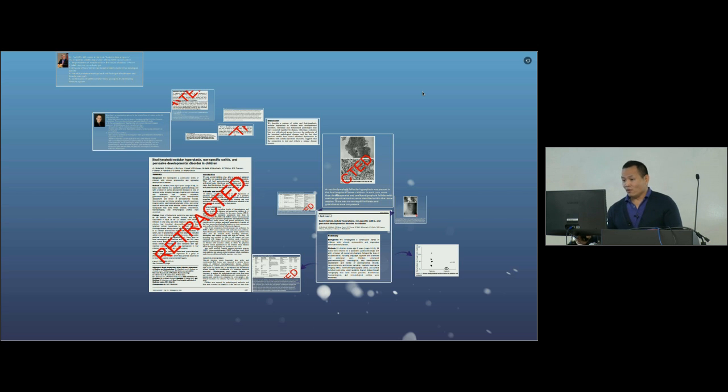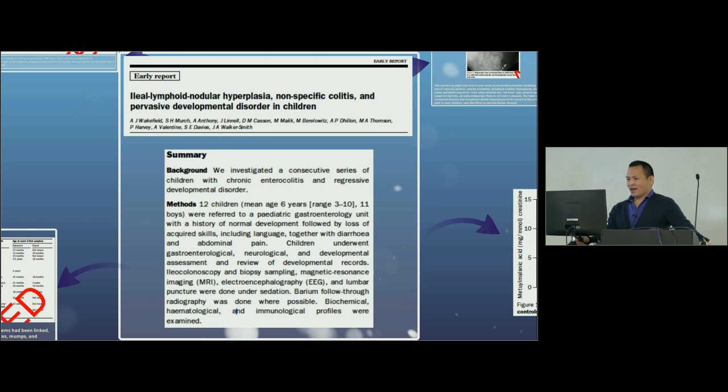Let's get started. Now, you're going to see the big word retracted over this paper because the article was retracted by the Lancet journal. And because of that, they put the big word on it. So there's no way to get rid of it. Okay, here's the beginning.